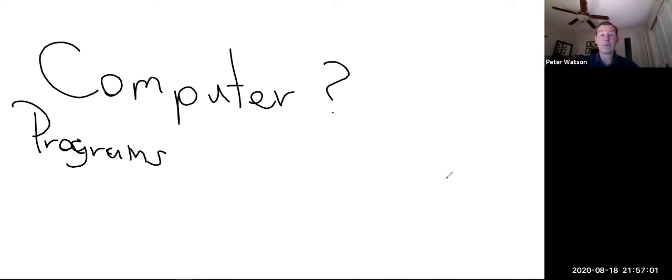Now, if you just want to create a document, you want to type something up, most of us use a program called Word. It's by Microsoft, and basically it's a word processing program, and it lets us create documents that have text in it. So a word processor is basically a program that lets us work with text.